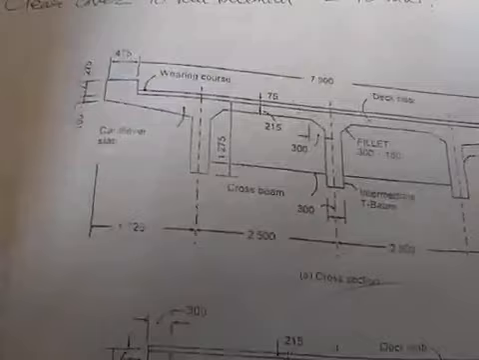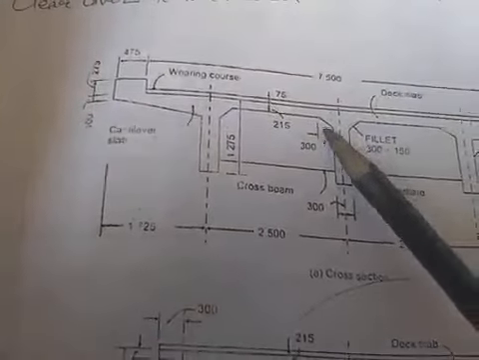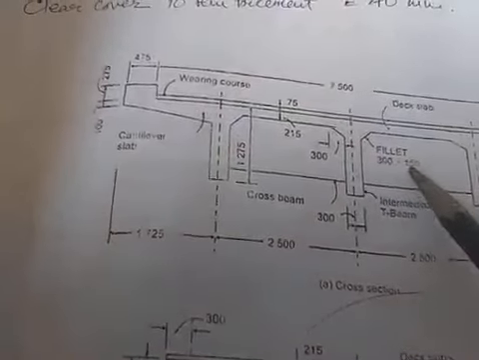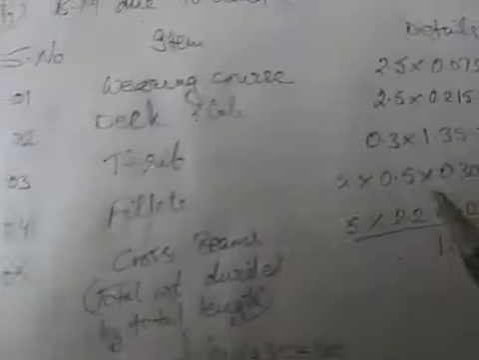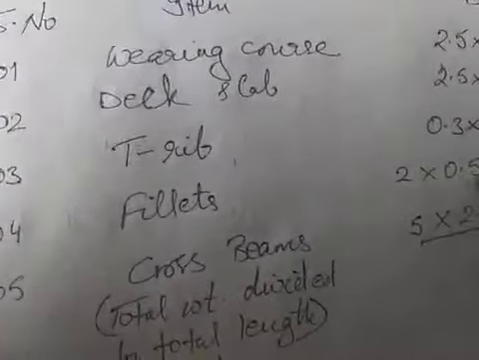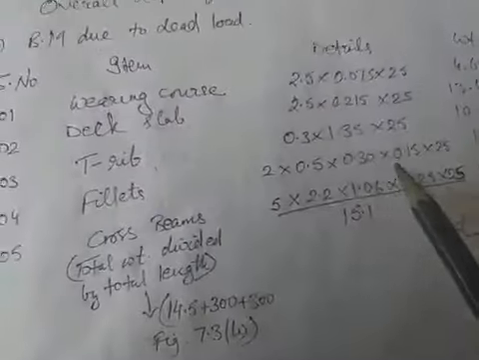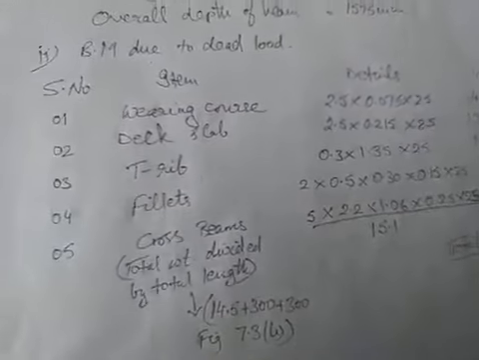These are the fillets. So there are two fillets in the intermediate longitudinal girder of size 300 and 150. So it will be 2 into 1 by 2 triangular, into 0.3 into 0.15 into 25. So this gives me this value.